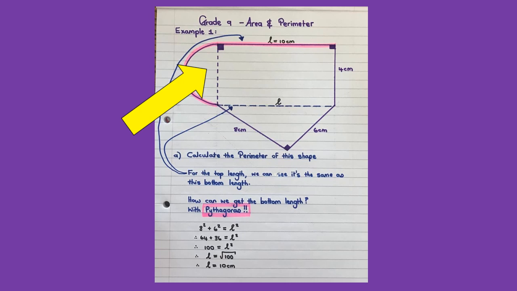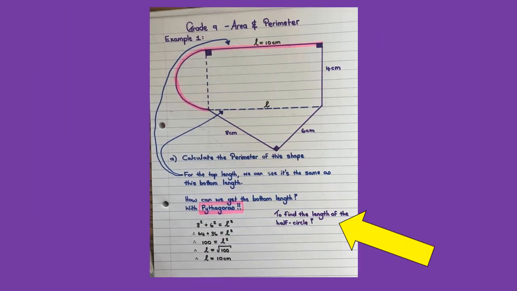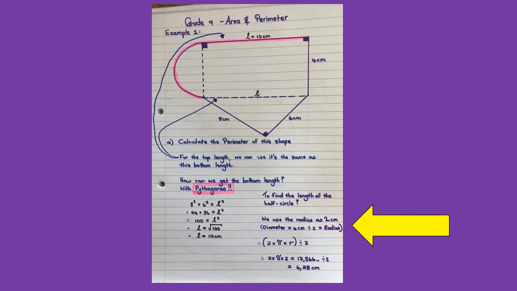Cool. Now we've got the one side. Now we still need the length or the circumference of that semicircle over there. Okay, it says to find the length of the half circle. The circumference, we know that the formula for that is 2 pi radius, 2 times pi times radius. But because it's half a circle, we're going to take our answer and halve it. We're going to divide it in 2.